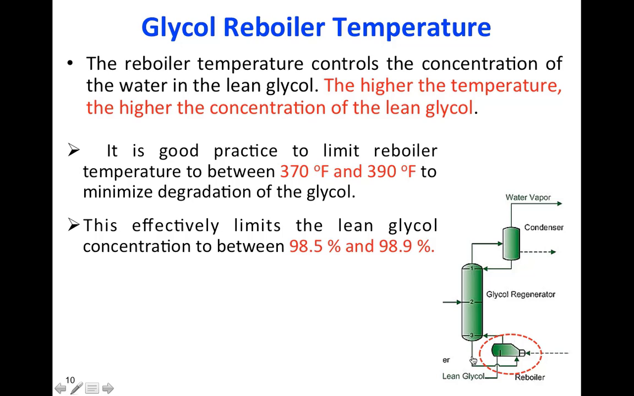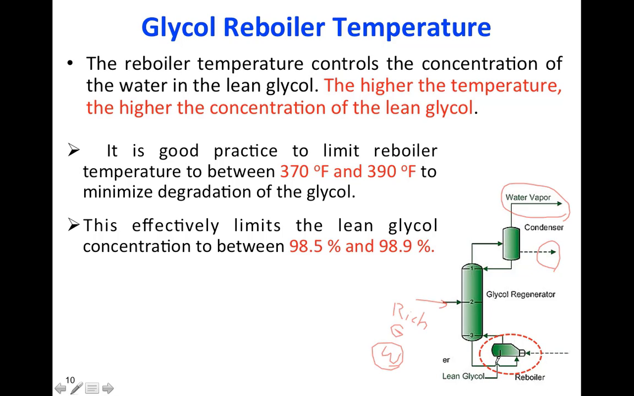Okay, another important piece of equipment in this process is the reboiler here. My rich glycol, which has a big amount of water, will be introduced to this distillation column, like any normal distillation column. I have a condenser and reboiler. So this water will be removed from the glycol. Water will be collected at the top, either as water vapor or as liquid water.